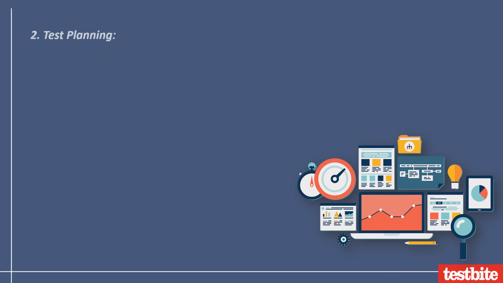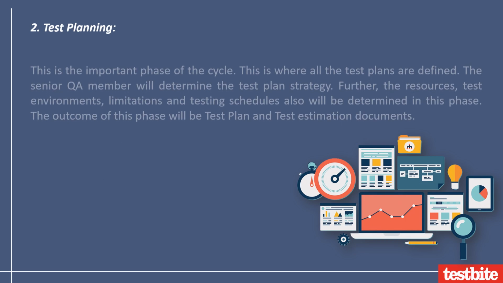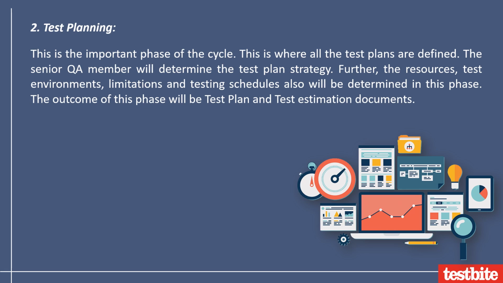Test planning. This is the important phase of the cycle. This is where all the test plans are defined. The senior QA members will determine the test plan strategy. Further, the resources, test environments, limitations, and testing schedules also will be determined in this phase. The outcome of this phase will be test plan and test estimation documents.